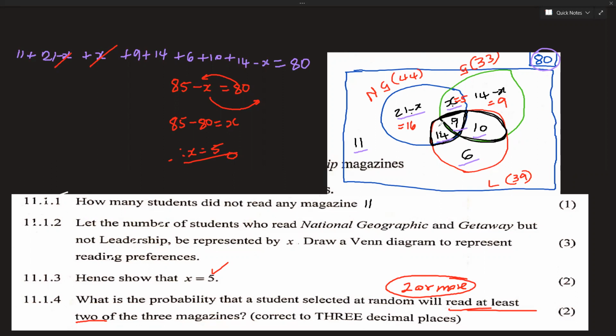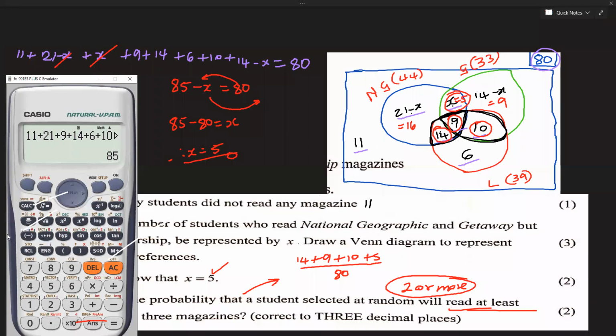So basically, this is reading 2, this is reading 3, that is reading 2, that is reading 2. So basically, they're looking for that probability there. So the answer to this question will be, you add all of them together. So it's 14 plus 9 plus 10 plus 5, all divided by 8. Right. Let's see how much we get. So we have 14 plus 9 plus 10 plus 5 all over 8, which is 19 over 40.